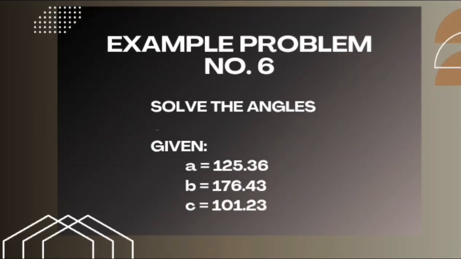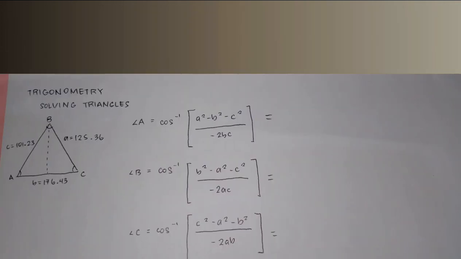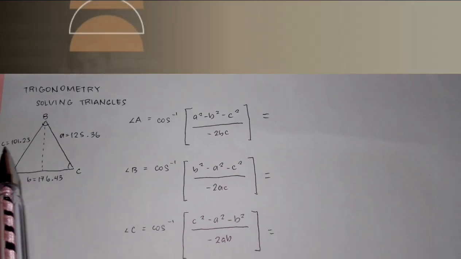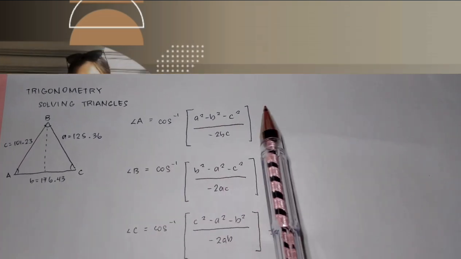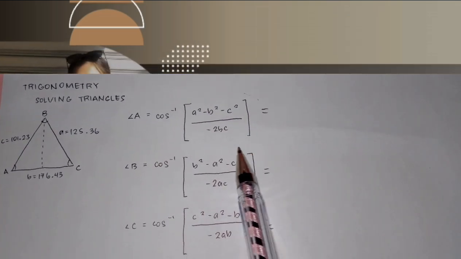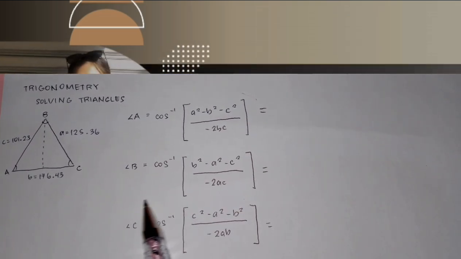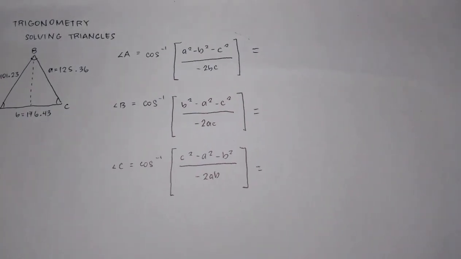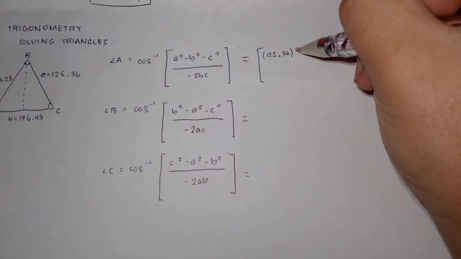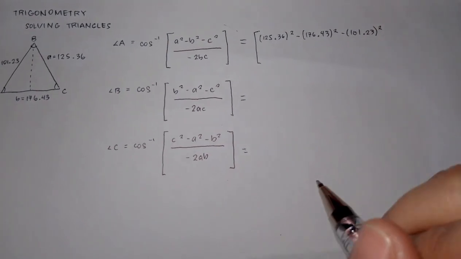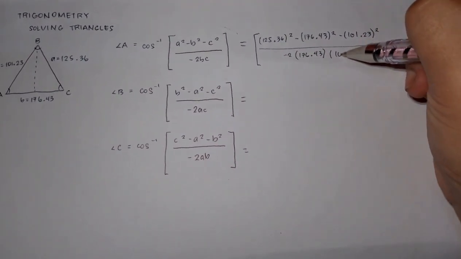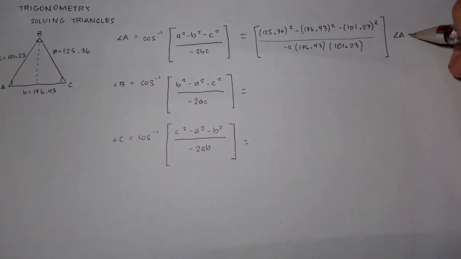Let's take a look at problem number 6 and try to solve it. A given oblique triangle has the following sides. a is equal to 125.36, b is equal to 176.43, c is equal to 101.23. In this given problem, 3 sides were given, so we will use the cosine rule or formula. Then, we can just input the given values into the formula to get each angle.